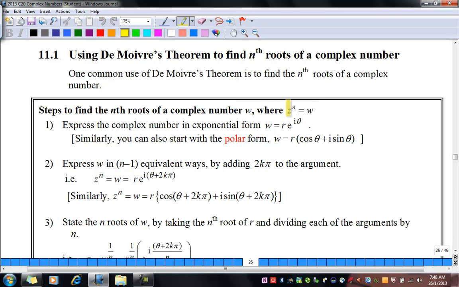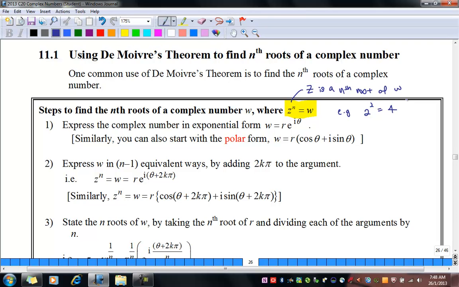So first of all, if we could write Z^n = W, we say that Z is an nth root of W. For example, 2 squared equals 4, so 2 is the square root of 4. But what we are doing here is simply extending this to the realm of complex numbers.